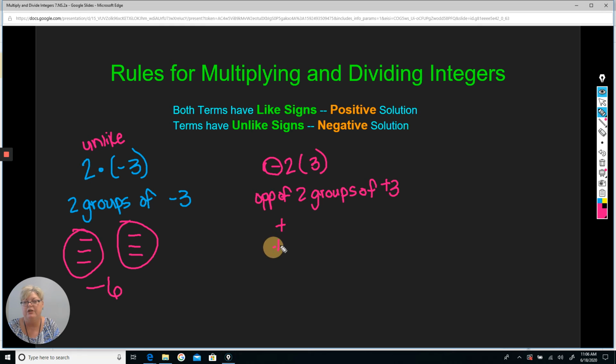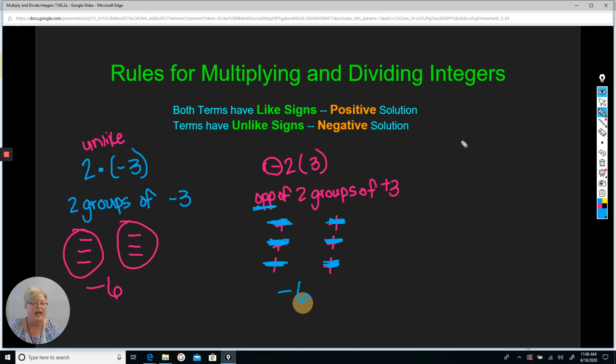So if I have two groups of +3, that's one group of +3, two groups of +3. Now what did I say this meant? Opposite of two groups of +3. So if it's the opposite, what's the opposite of positive? Negative. So I'm going to make every one of these a negative. And how many negatives do I have now? I have -6. Still, if we look at our rule, -2 times 3, they're unlike signs. I have a negative and a positive. Unlike signs make a negative solution.